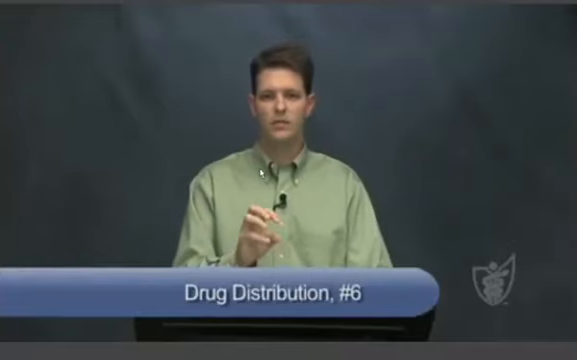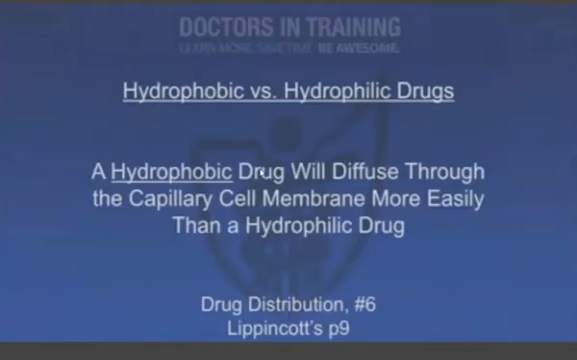In a capillary, you've got a basement membrane, which forms sort of the basic canal, the structure of the capillary, and then lining the inside of that basement membrane tube are your endothelial cells. And these cells, just like all cells, have this lipid bilayer membrane. And so the drug, if it's going to pass through the capillary and out into the extracellular interstitial fluid, is going to have to diffuse through those cell membranes. So a hydrophobic drug is going to diffuse through those cell membranes much easier than a hydrophilic drug.